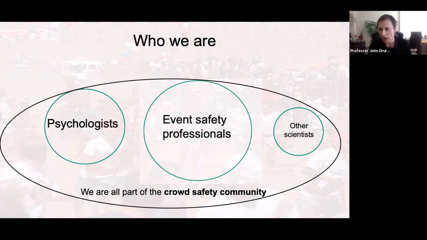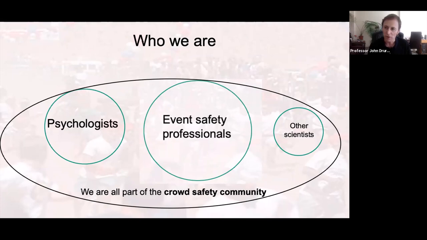I mean, at a trivial level, we're the people in this webinar. But at a deeper level, both me as a psychologist, you as event safety professionals, industry people, the other scientists here, we're all part of a community, the crowd safety community. And you can see the kind of group level behavior when you see interactions, for example, on Twitter or face to face. You see that at one level, we're different, but at another level, we are the same group. And as I say, that changes from context to context. And that's going to be an important principle for you to use in your work.